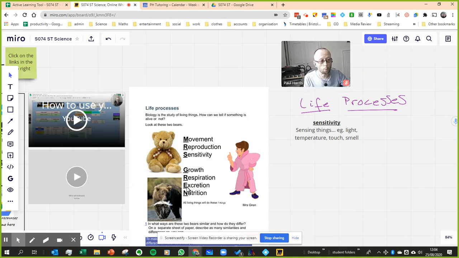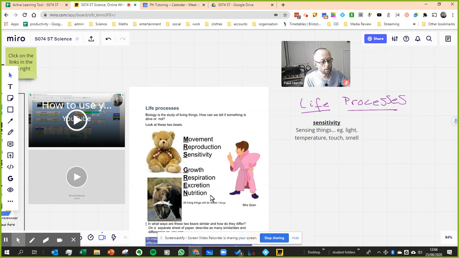Excretion means they get rid of waste. So plants get rid of waste. Now, one of the waste products of plants is, well, they use photosynthesis, which we'll look at later on, and there's waste products from that. But we know all animals need to go to the toilet, right? So that's what excretion is. But plants also get rid of waste as well. So that's that box ticked.